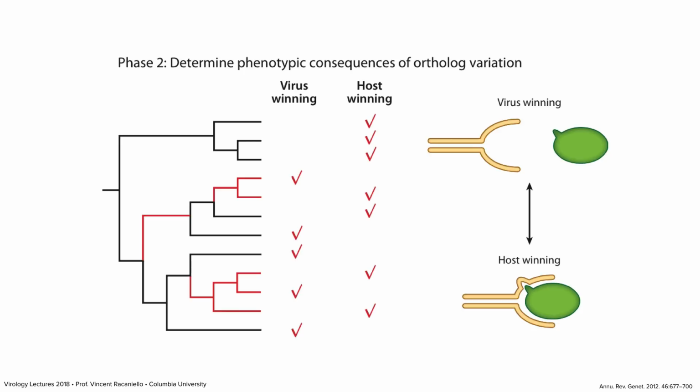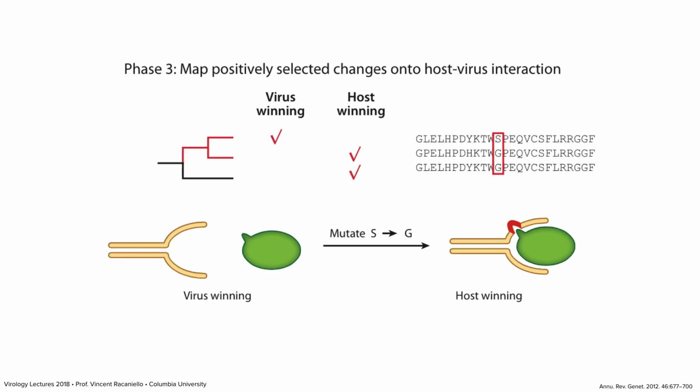And whether the virus wins or the host wins, right? Virus winning simply means it will replicate well in the cells. If the host wins, it means it's refractory. And then finally, you can take the changes which seem to go with virus or host winning, and you can introduce them into the host protein, and you can introduce them into the virus protein. So in this case, we have a virus which is winning in this particular host.